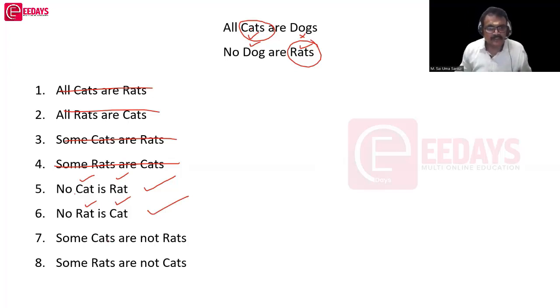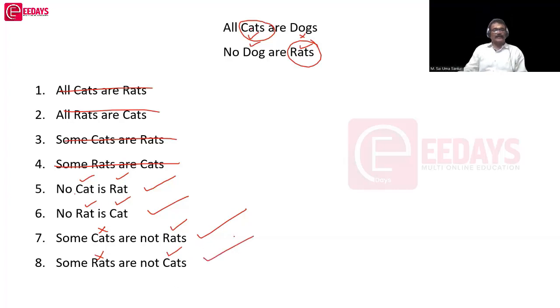Next, some cats are not rats. In the particular negative, subject is not distributed, but predicate is distributed. Rats is distributed in the conclusion and statements as well. So this is a valid conclusion. And rats is not distributed, cats is distributed. Cats is distributed in the statement as well. So this is also a valid conclusion. Okay. So here, 5th, 6th, 7th, 8th, all 4 conclusions are valid.